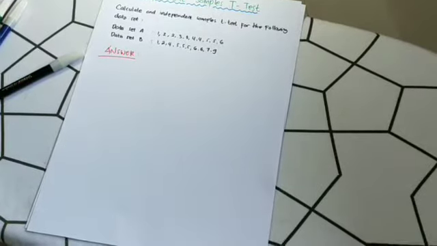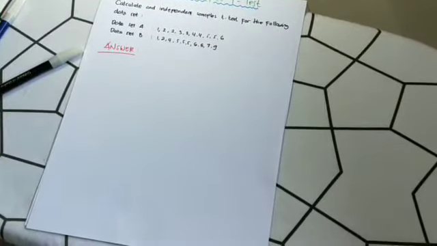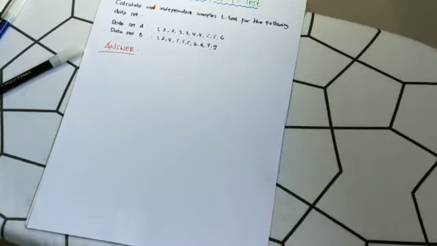Calculate an independent sample t-test for the following dataset. Dataset A: 1, 2, 2, 3, 3, 4, 4, 5, 5, 6 and dataset B: 1, 2, 4, 5, 5, 5, 6, 6, 7 and 9. So, how to do this independent sample t-test? We have some steps here.